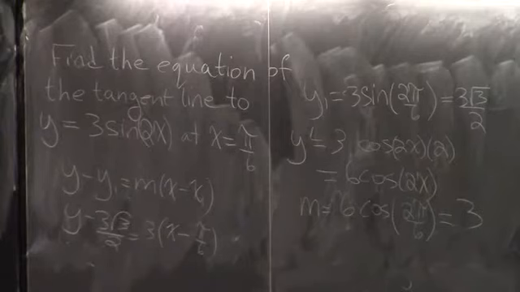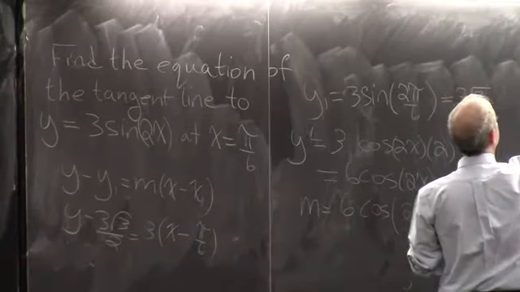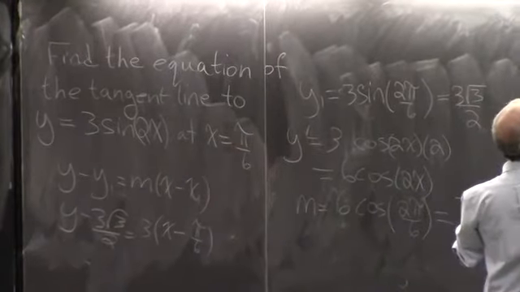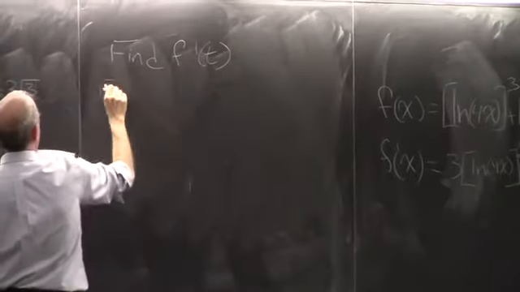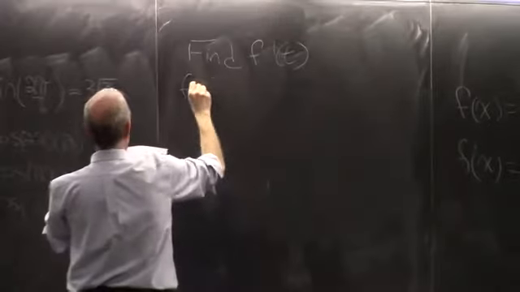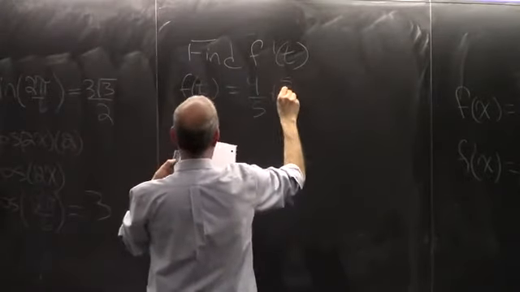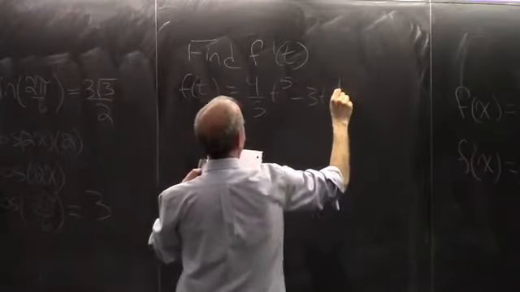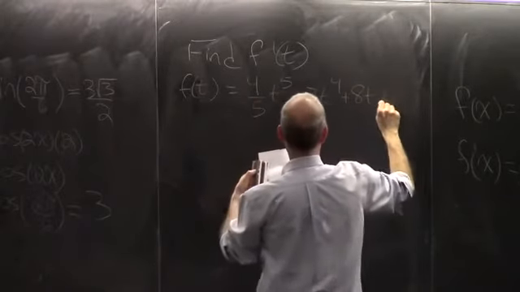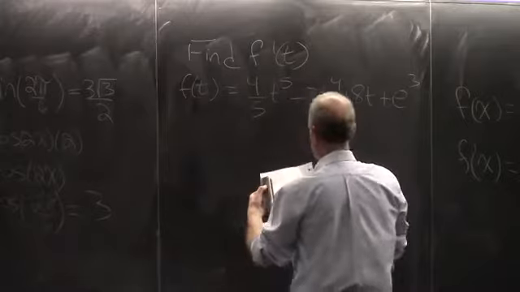Let's do some more. Then we can do some of the good stuff. Beth, you had one. Find f prime of t, where f of t equals 4/5 t to the 5th minus 3t to the 4th plus 8t plus e cubed.